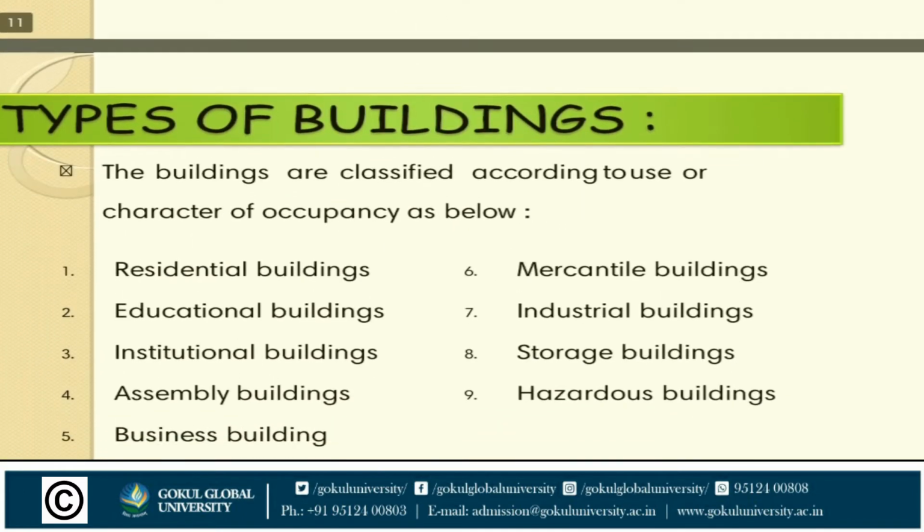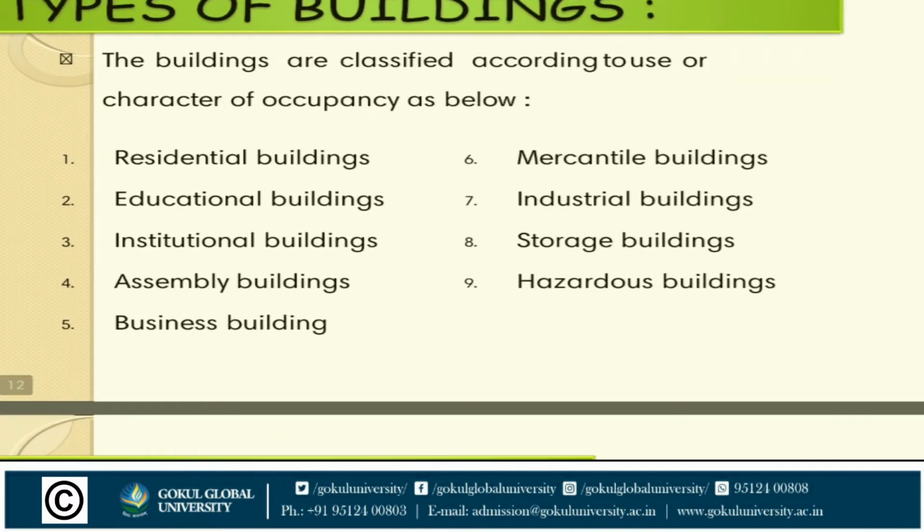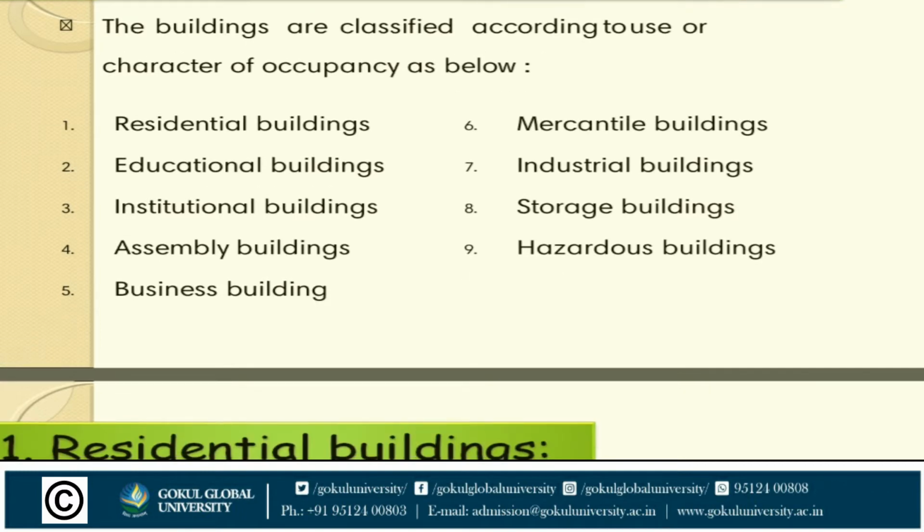So the next main point is types of buildings. The buildings are classified according to use, character, or occupancy as below. First one is residential building, second is educational building, third is institutional building, fourth is assembly building, fifth is business building, sixth is mercantile building, seventh is industrial building, eighth is storage building, ninth is hazardous building.